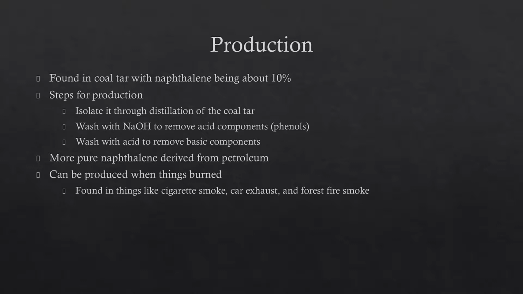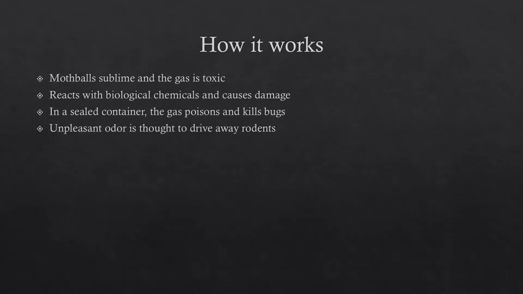It is possible to extract naphthalene from petroleum. In fact, extracting from petroleum leads to pure naphthalene. The crude product is about 99% naphthalene by weight. Naphthalene can also be produced when something is burned, and has been found in cigarette smoke, car exhaust fumes, and smoke from forest fires. So how do mothballs work?